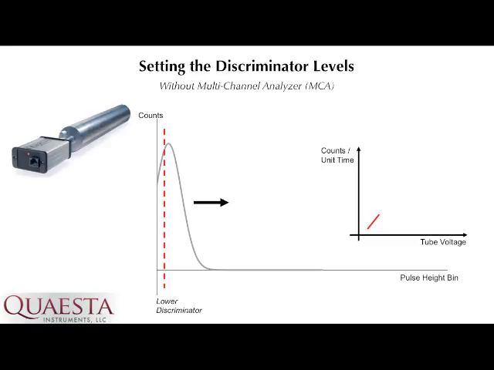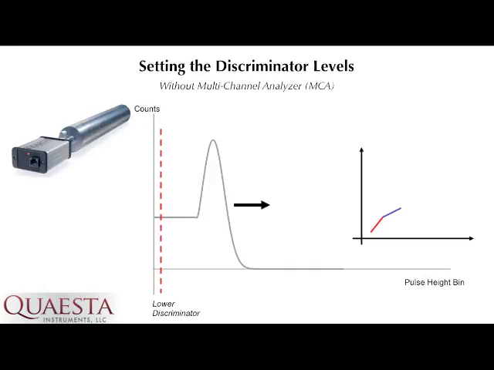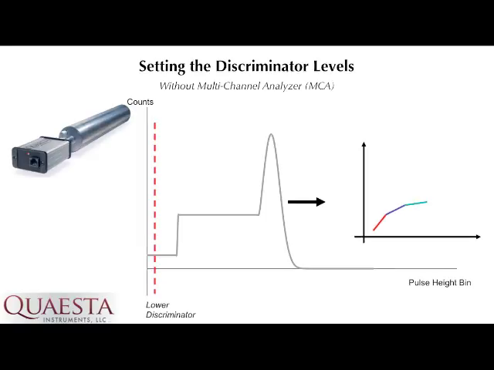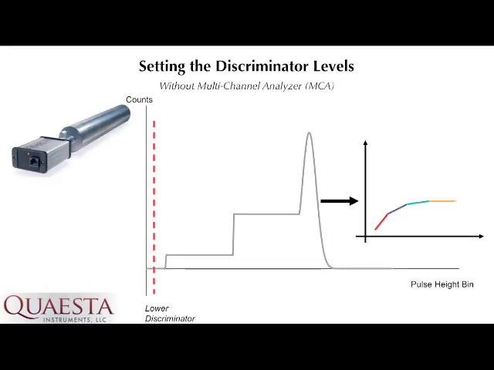When the discriminator setting is in the region of the peak, the counting rate increases rapidly with tube voltage. This is indicated by the red line on the graph with a steep slope. As the shelf region moves across the discriminator, the counting rate still increases, but more slowly, as indicated by the blue line with shallower slope. In the lower shelf region, the slope in the graph is even smaller.